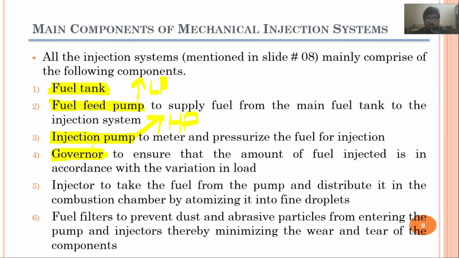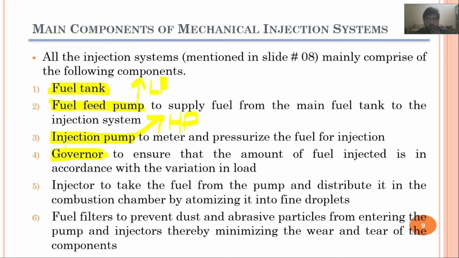As I mentioned earlier, the fuel injection pumps would be metering the amount of fuel. The question is, how would they be metering it? And the answer to that is the governor. It is that component of your injection system which allows the injection pump to regulate the amount of fuel, depending upon the load variations.